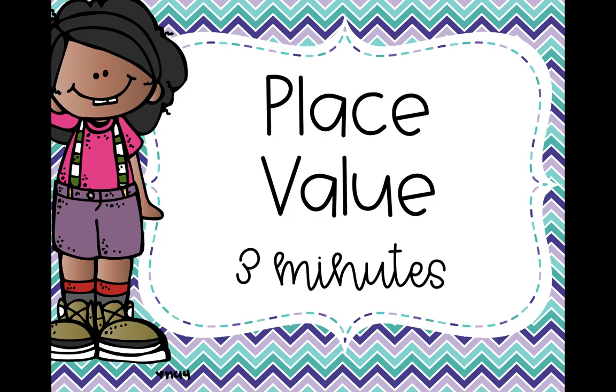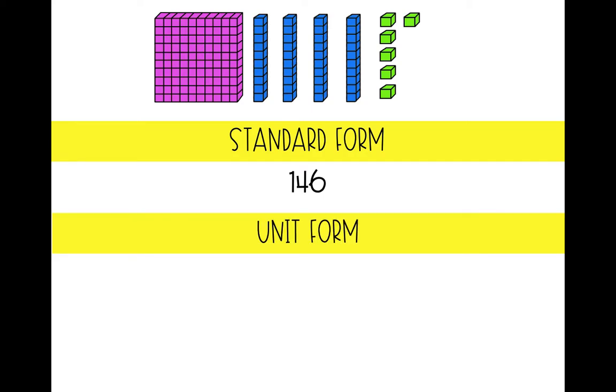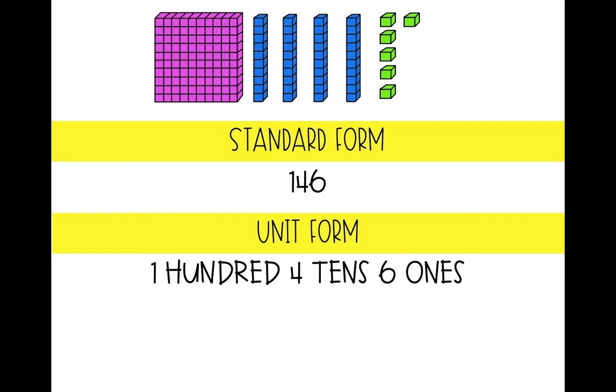Let's start with some review of our place value. What is this number in standard form? Look at our place value blocks and tell me, what is this number in standard form? As a quick reminder, standard form is a fancy way of saying number form. So the standard form would be 146. What would the unit form be? That's right, 1 hundred, 4 tens, 6 ones.